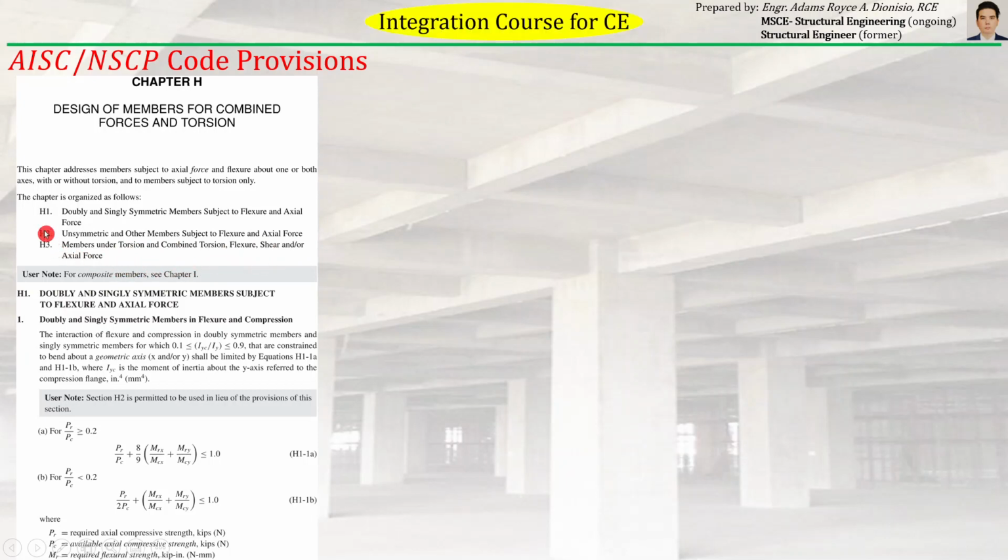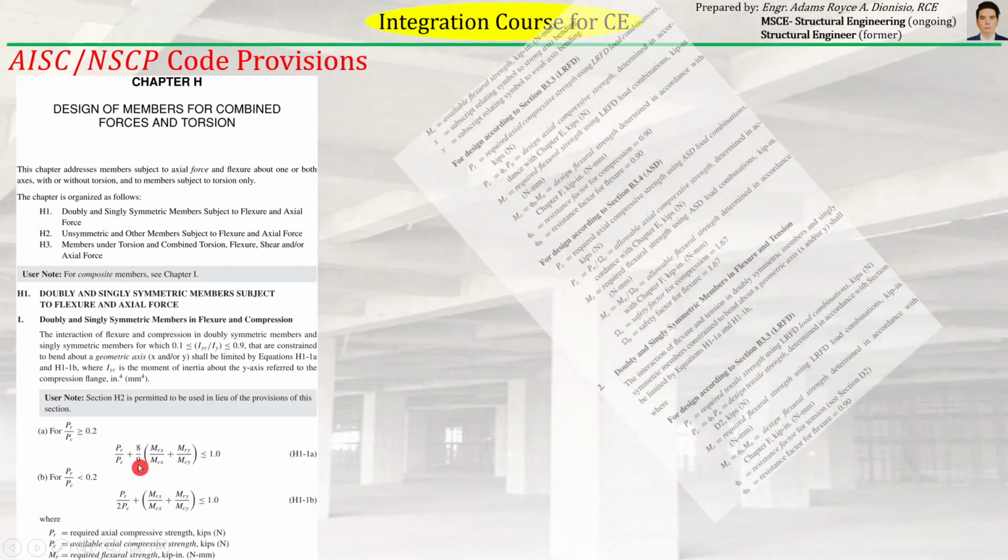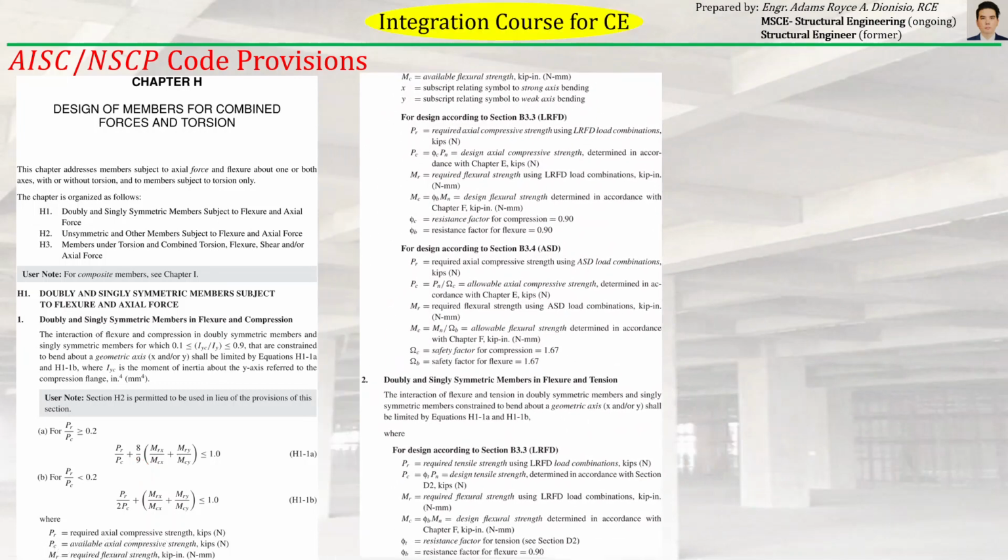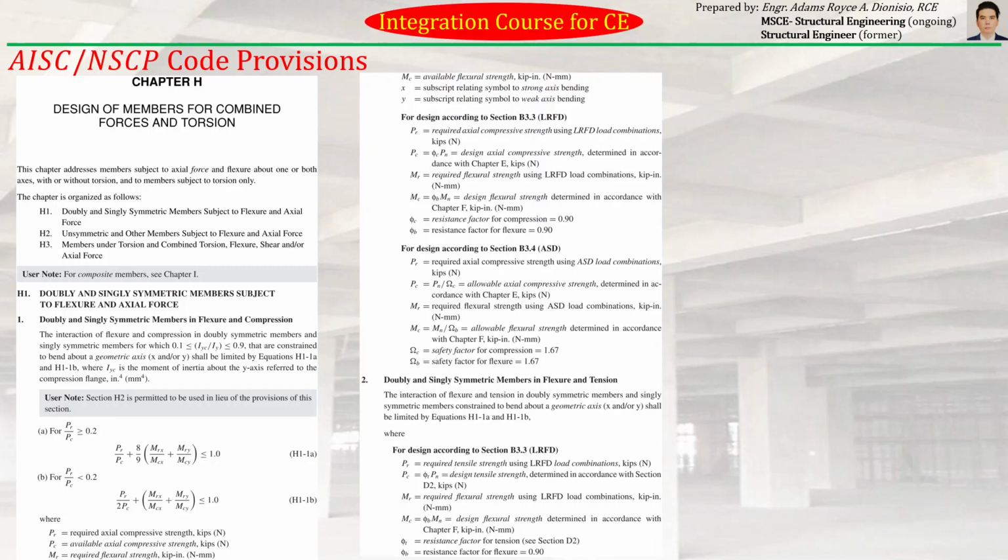Okay. Usually ang mahalaga lang naman dito na provision sa chapter H ay yung H1, which is provisions for doubly and singly symmetric members subject to flexure and axial force, such as a member subjected to axial compression and bending. So dito siya pumapasok. Okay? So yung mga formulas na pinakita ko kanina, ito lang din yun. Naka-general form lang siya. Kasi ang code natin, yung AISC natin, naka-general lahat ng formula niya. So that you can easily use them whether you are using ASD or LRFD. Okay, kaya nakaganito yung format niya.